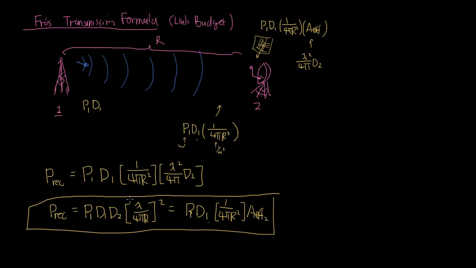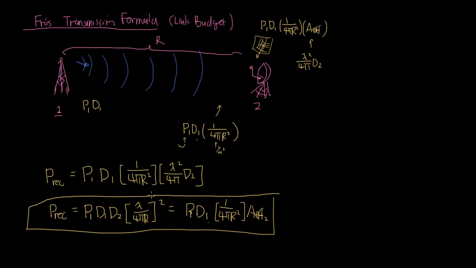you end up receiving. And then with some manipulation, because effective area is lambda squared over 4 pi times the directivity, you can write this as an expression related to P1, the product of the directivities of the transmit and receive antenna, times a factor of lambda over 4 pi r quantity squared. And so looking at this, there are a few key conclusions that you can see.